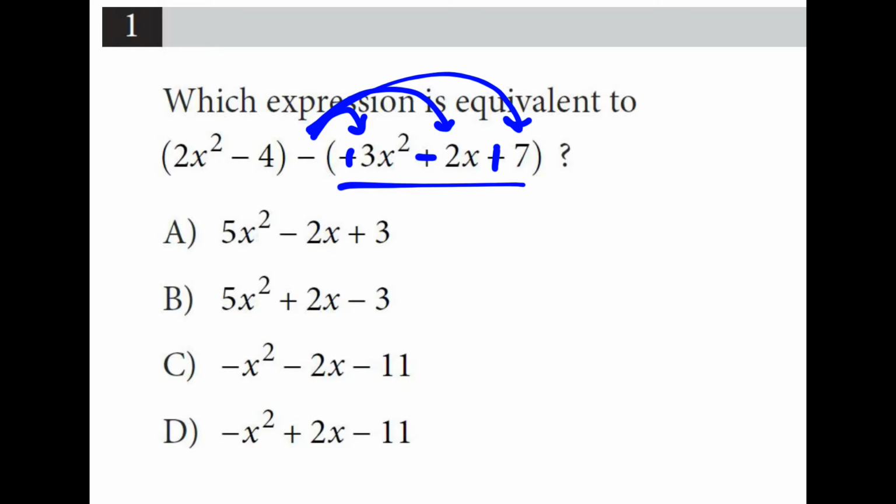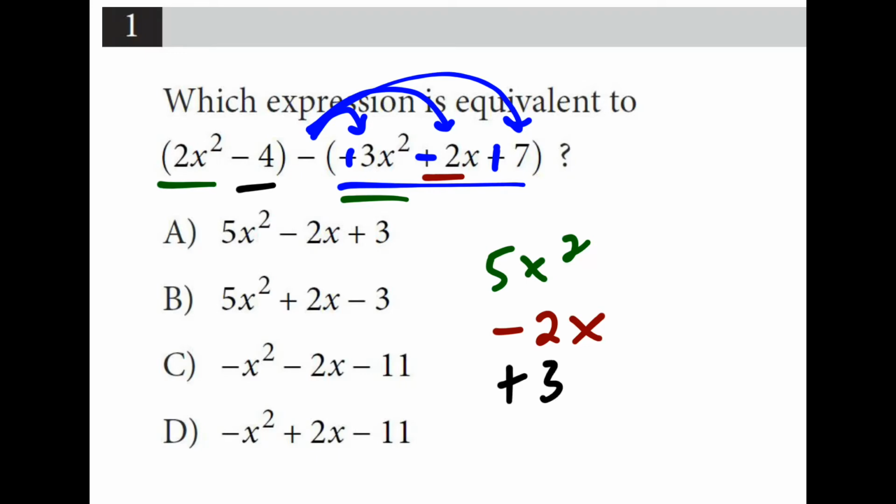Then we're just going to match up the terms. There's a 2 and a 3, so we're at 5x squared. There is only this negative 2x. And as far as the numbers go, I have a negative 4, I have plus a 7. So that gives me a positive 3. My best answer is A.